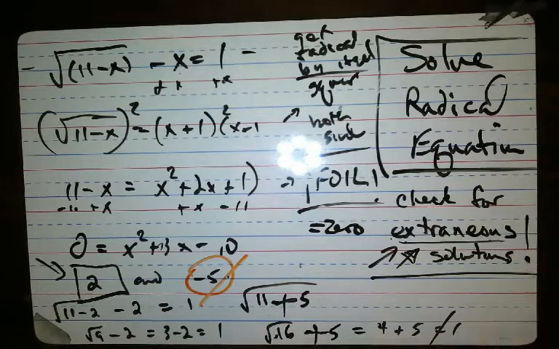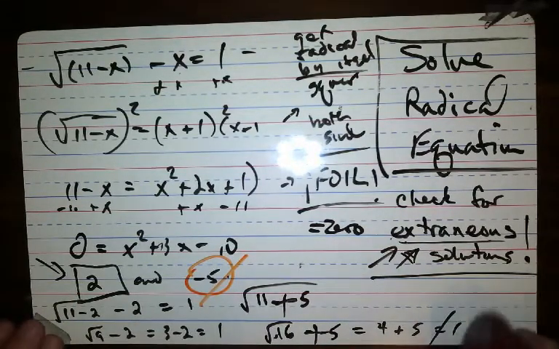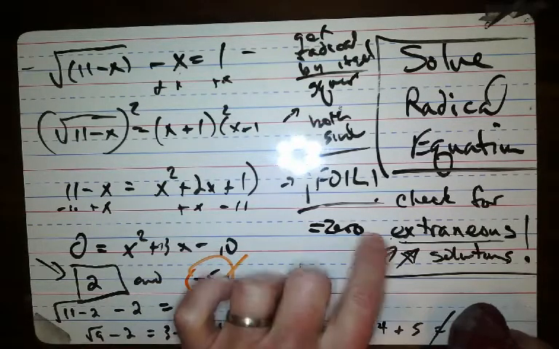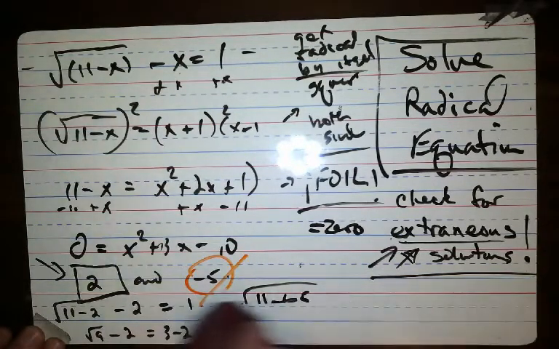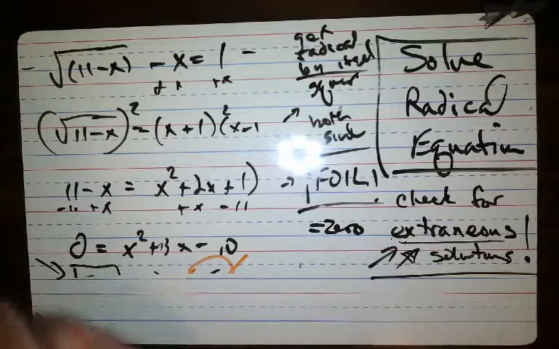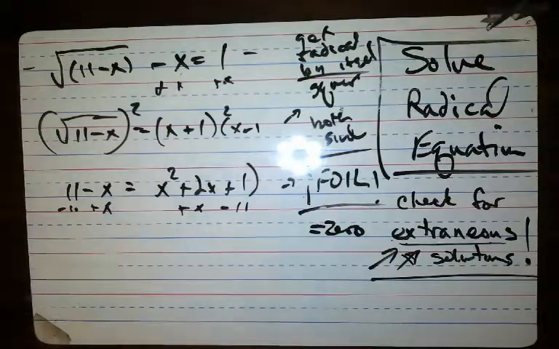So on the test, I could ask you, how many answers does this have? And the answer would be 1, right? You say, well, I solved it and I got 2. Well, that's true, but this one's extraneous. That doesn't work. I could even ask, what is the extraneous solution? So you have to be able to find them and then answer the question that I ask. Okay? You're ready for today's homework.